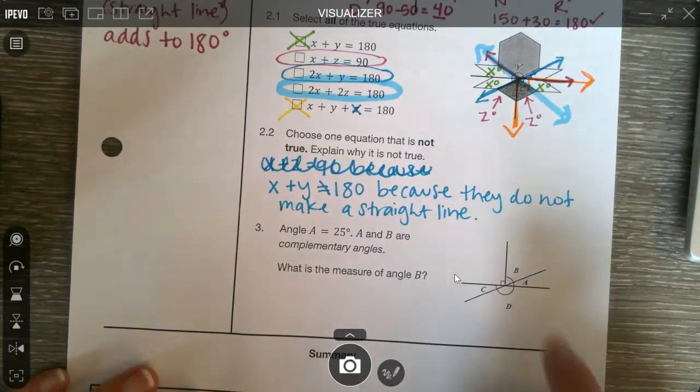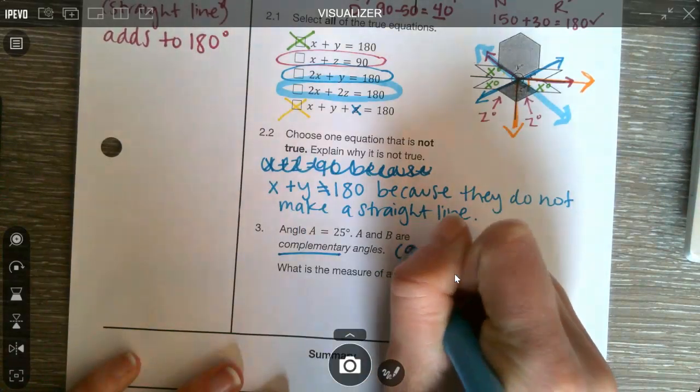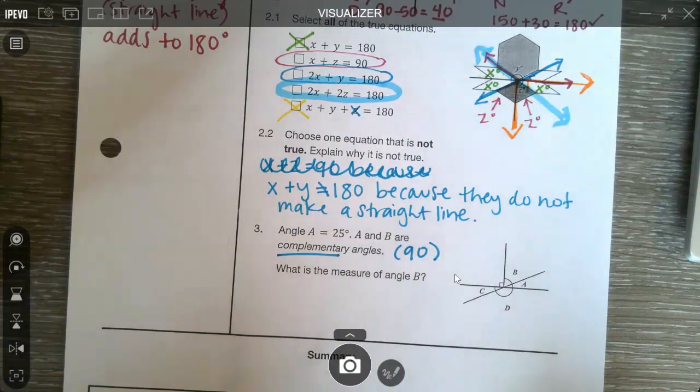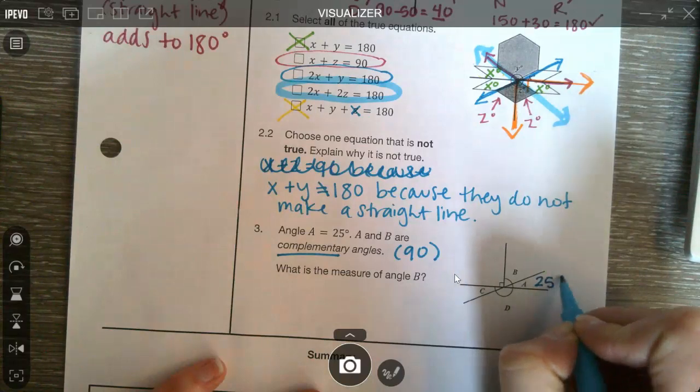Okay? Last little thing we're going to talk about. Angle A is 25 degrees. A and B are complementary, which means they add up to 90. What is the measure of angle B? Okay, well, let's plug in. We know that A is 25 degrees.